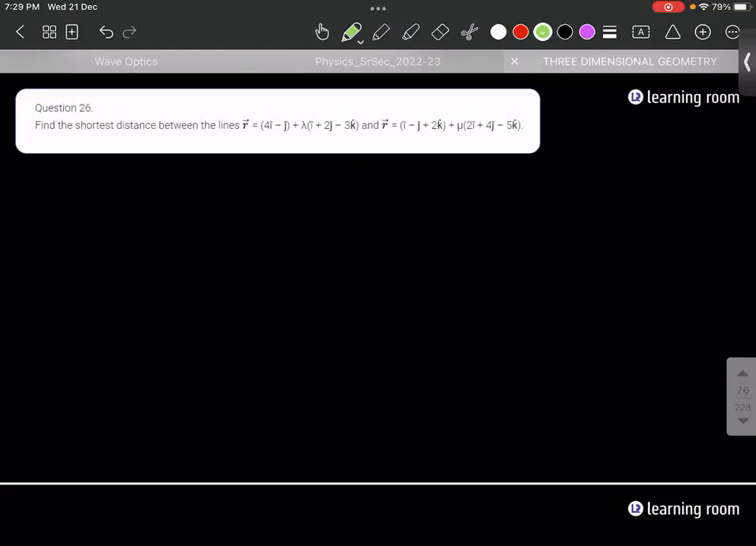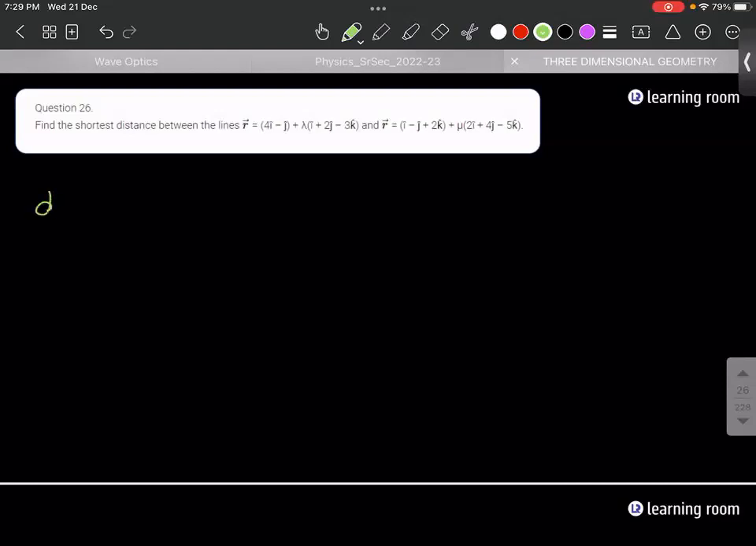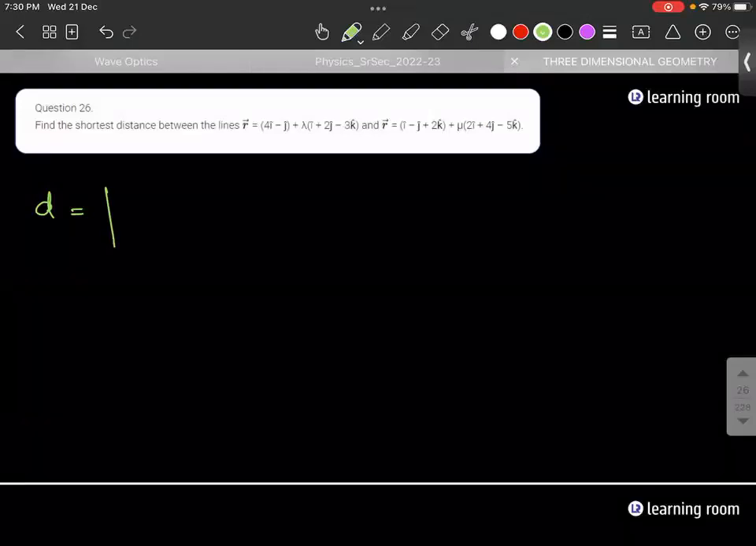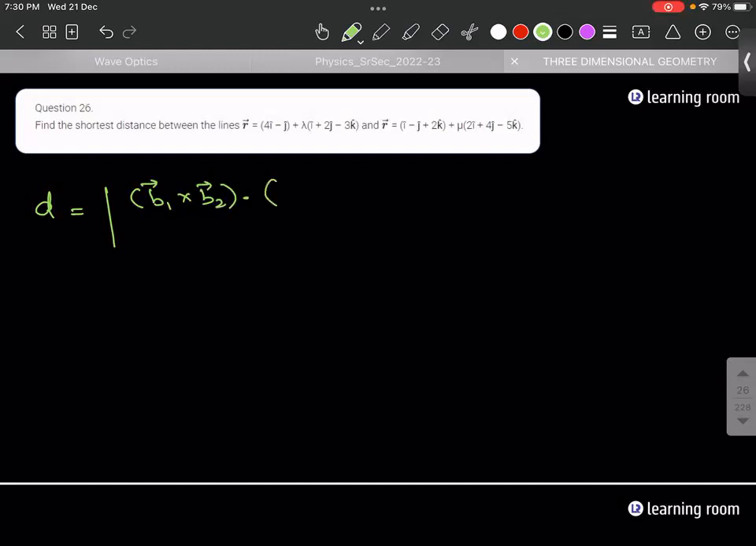So what is the formula, guys? Sir, 6 upon root 5. Correct. What is the formula? Shortest distance is equal to the magnitude of B1 vector cross B2 vector dot A2 vector minus A1 vector, the whole divided by the magnitude of B1 vector cross B2 vector. Right. So this is A1, this is B1, this is A2, this is B2.